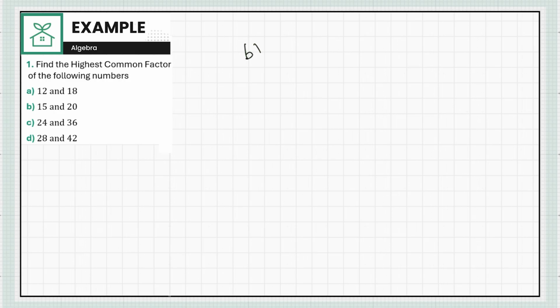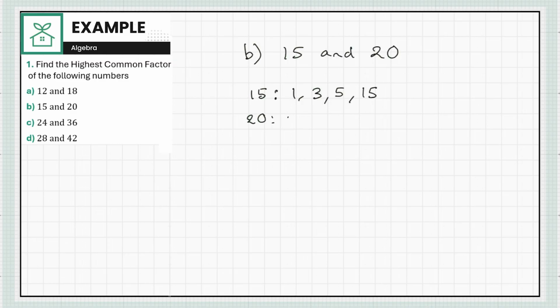Looking at B, we have 15 and 20. What is the highest common factor between these two numbers? So for both of these, we can see that they're multiples of 5, but let's just start off by listing the simple ones. 1 is obviously going to be a factor, but that's not going to be very useful. And then we have 3, 5, and 15.